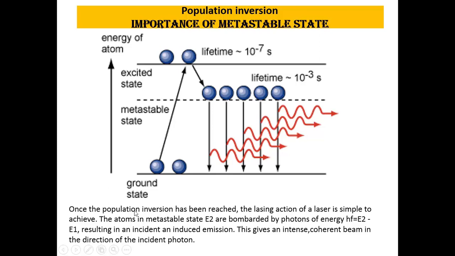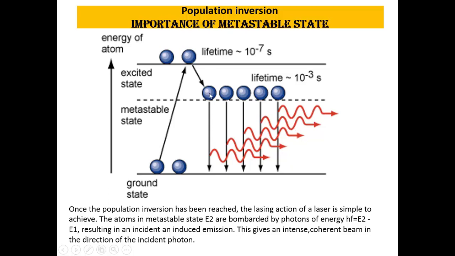The importance of the metastable state is that once the population inversion has been reached, the lasing action of a laser is simple to achieve. This is the best situation where we can achieve the lasing action, because all the electrons that are populated in a particular level can simultaneously come down to the ground state by incident external energy stimulating them to come down to the ground state. So this kind of emission, where they are emitting photons, is a type of stimulated emission and not spontaneous emission.